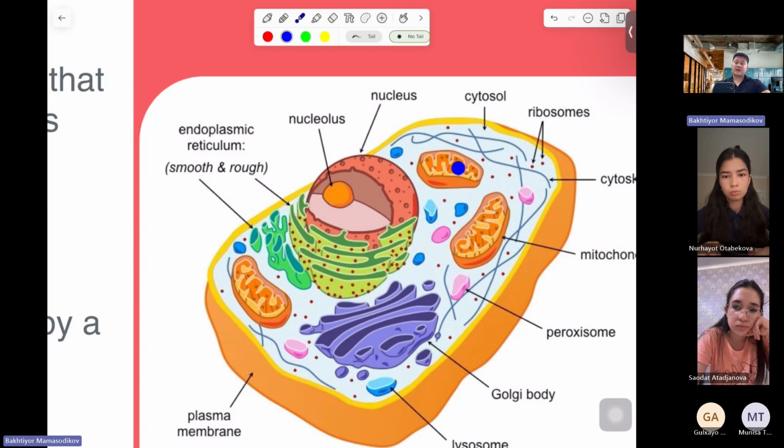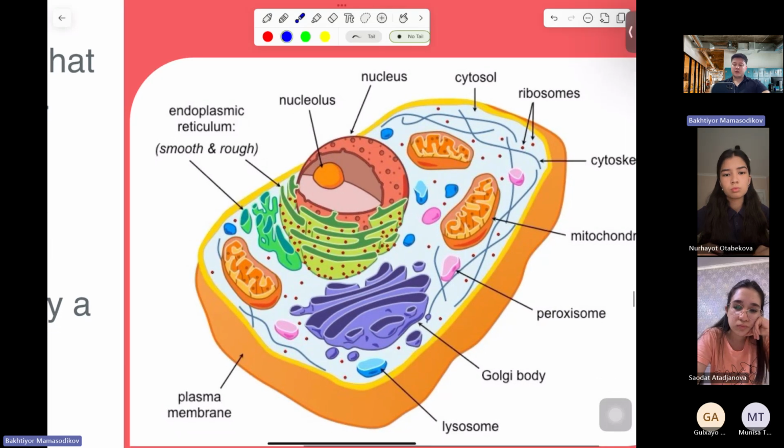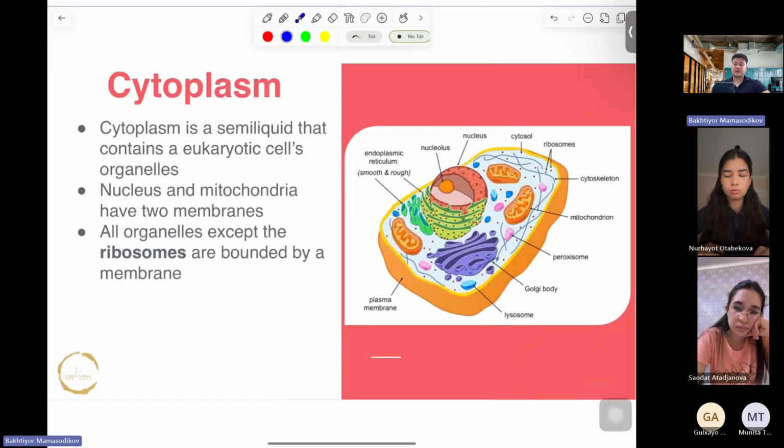We have organs as humans, but in the cell there are no organs. They contain organelles which do specific functions. So organelles are inside of the cytoplasm. This is the liquid portion, and in this liquid we have the organelles. This is the nucleus, and these structures are called the mitochondria. In the nucleus and in the mitochondria, we have two membranes.